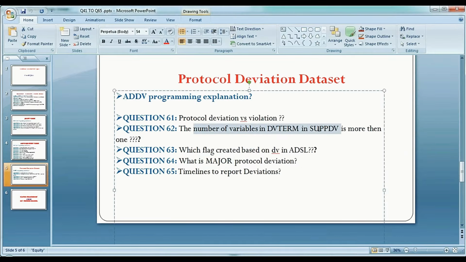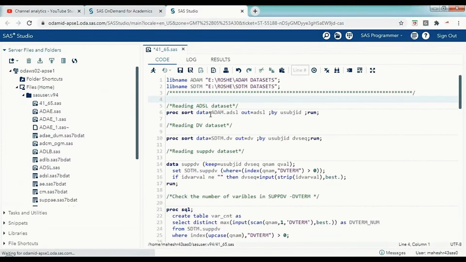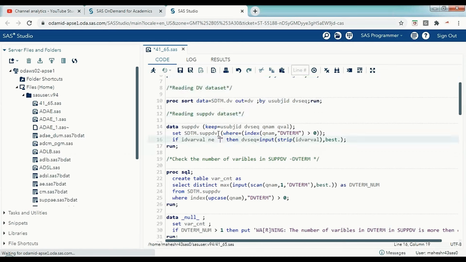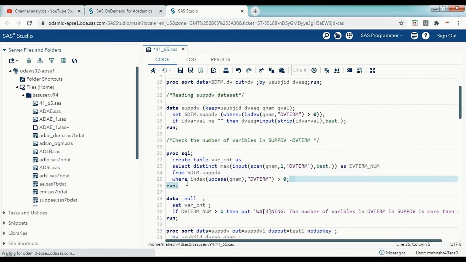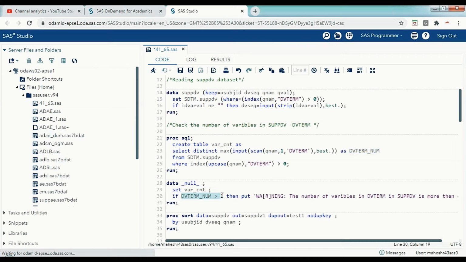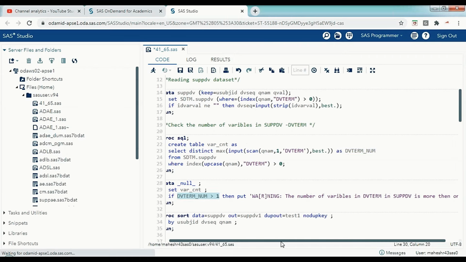So how do we check whether the number of DV terms in a subject is more than one? I'll show you the program. This is simple. We pick the variables from the ADSL and DV datasets, and if there are any supplementary datasets, we pick up the DV term from there and check the variable. We take the maximum number of DV terms for each and every QNAM, convert it, and create the variable DVTERM number, so that if the DV terms are greater than 1 for a record, we can conclude that there is a warning.